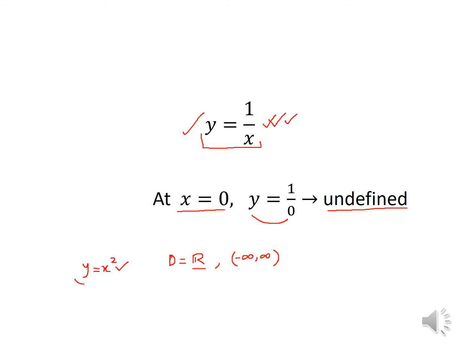Now from this function y is equal to x square, we see that whatever the value of x is, either negative or positive, the value of y will always be positive, as we are taking a square of the independent variable x. And only when x is equal to 0, we will have y is equal to 0. For any other values of x, y will be positive. So the minimum value of y is 0.